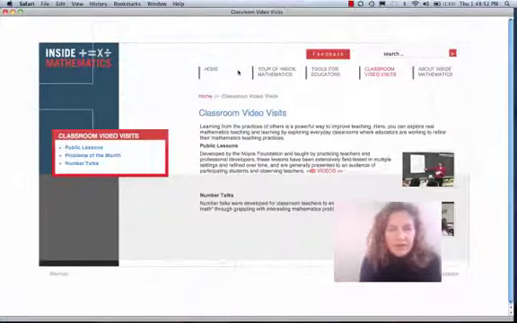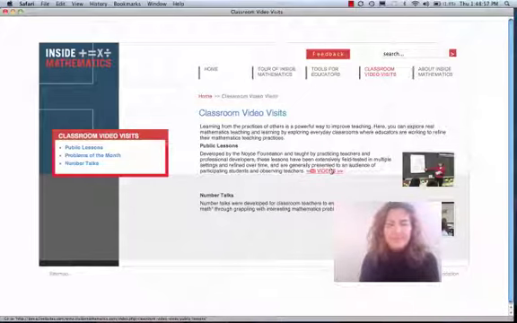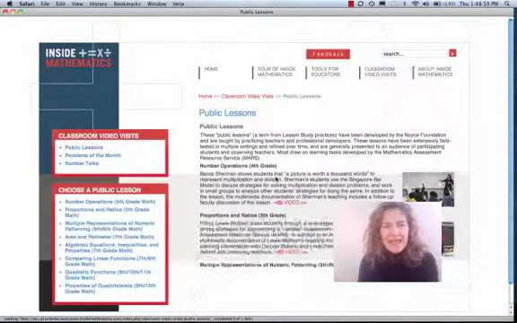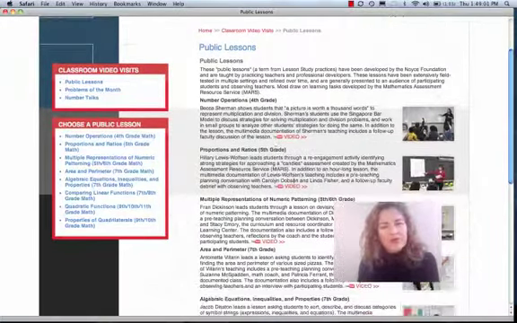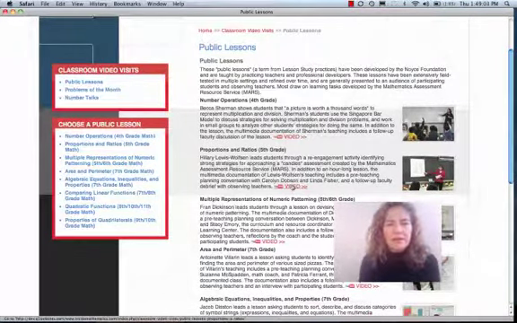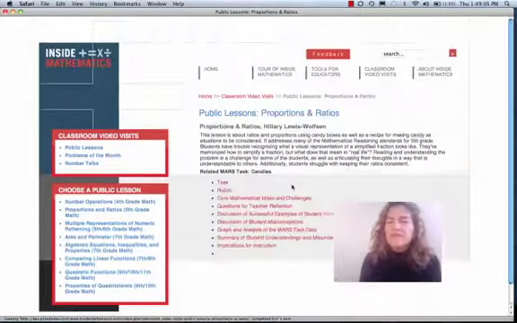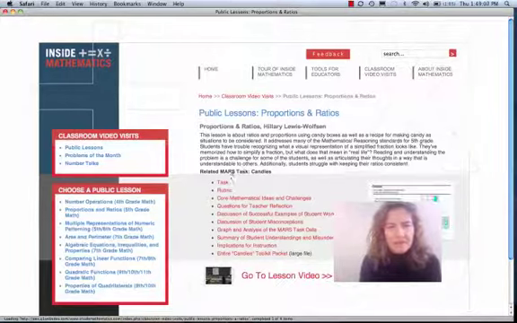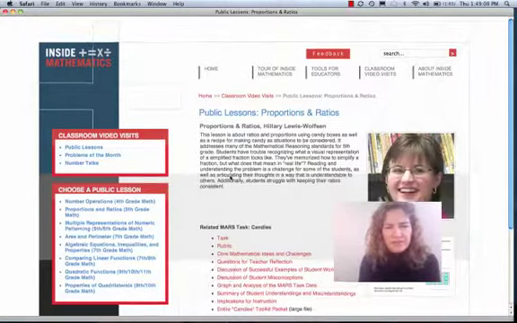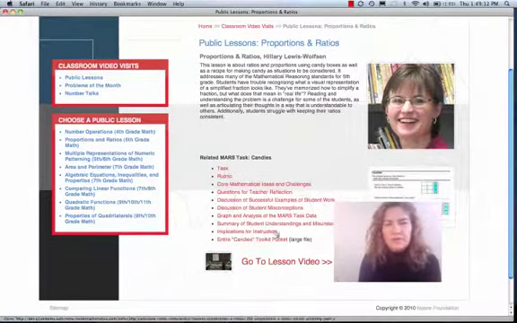We will now go on to the first fifth grade example in the public lessons. And that's the proportions and ratios. I've talked a little bit about Hilary Lewis Wolfson, but again, this is the Candy's task, which is one of the mathematics tasks having to do with proportion and ratio. You can go through all of these materials, and then you can also just jump to the lesson video.